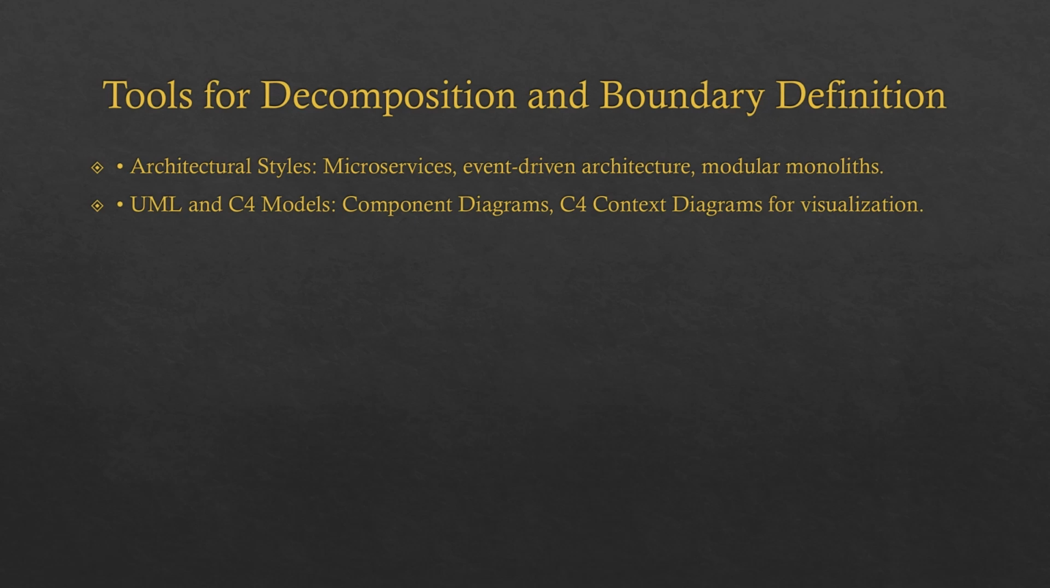To help with decomposition and defining boundaries, we use different architectural styles and tools. Microservices, event-driven architectures, and modular monoliths are some of the styles we can apply based on the complexity. Tools like UML and C4 models help visualize the system structure while maintaining cohesion within components and reducing coupling between them.